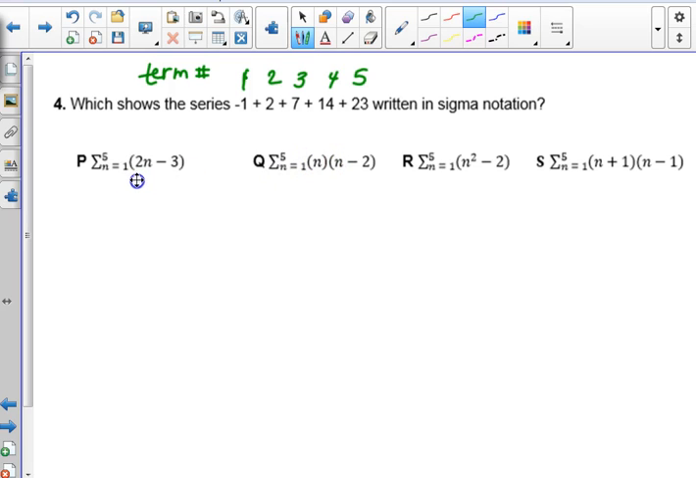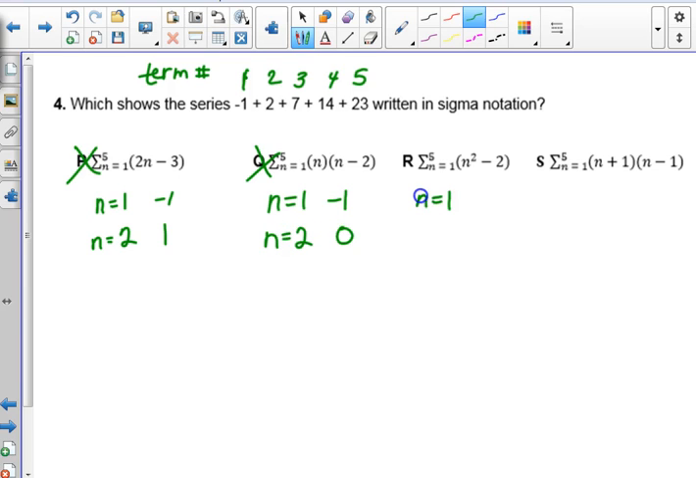So if I put in a 1, this will get out a -1. If I put in a 2, though, here, I get out a +1. Does that work? Nope. We'll throw that one out. On this one, if I put in a 1, I get 1 times -1 is -1. Does that work? First term is supposed to be -1. If I put in a 2, I get 2 times 0. That one isn't working.